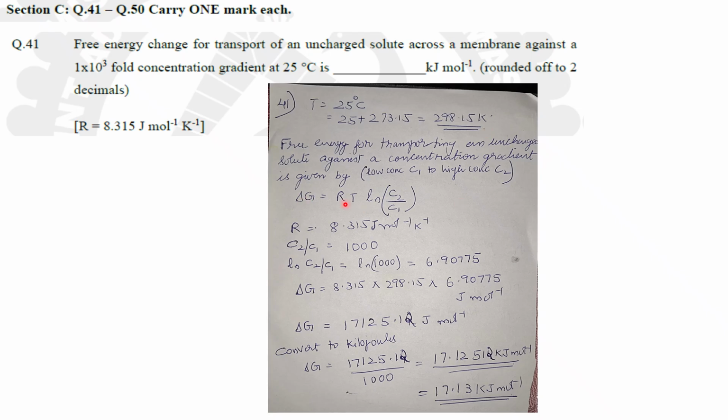Substitute in this value, natural log of C2 by C1 is 6.90775. Substitute the value for delta G, you will get it in joule per mole per Kelvin. Everything is in joules, especially the R value, T is in Kelvin. This is concentration. So you will get the answer in joule per mole. Convert the answer to kilojoule per mole, so you have to convert by dividing by 1000. You will get it as kilojoule per mole.